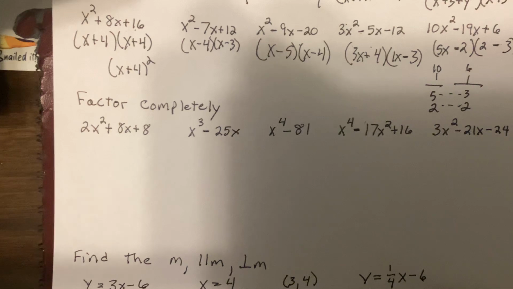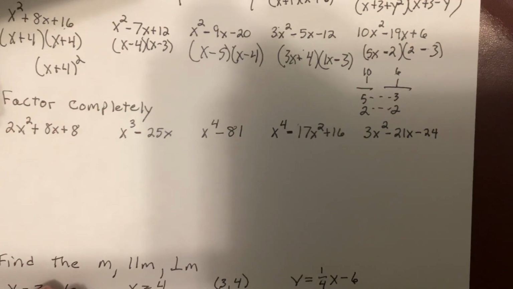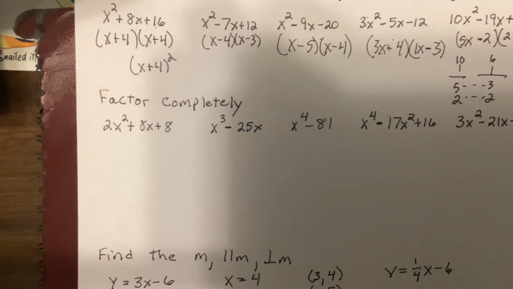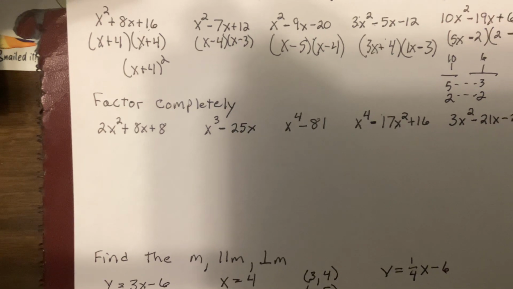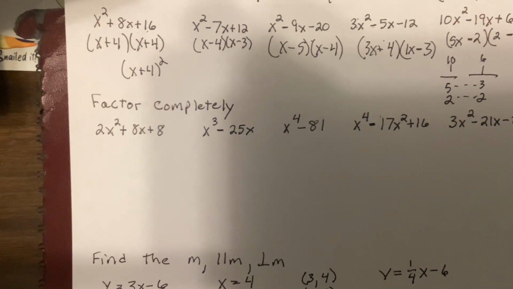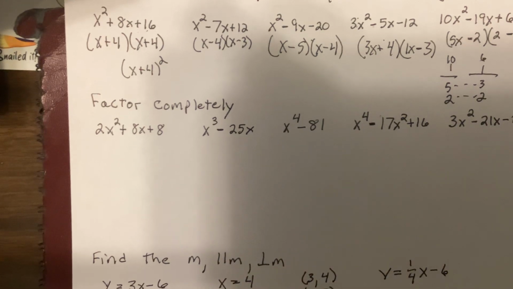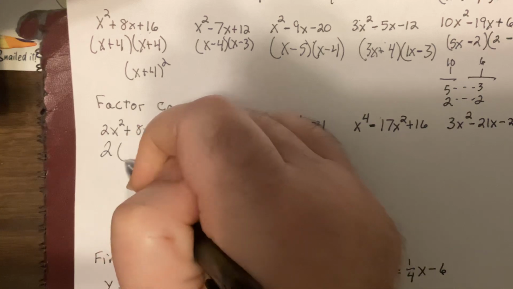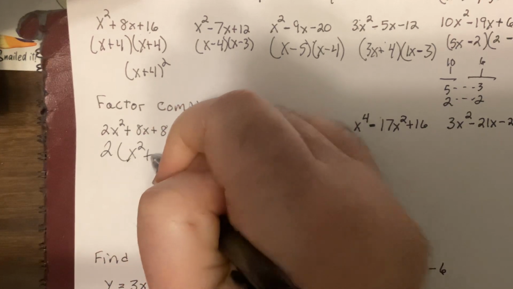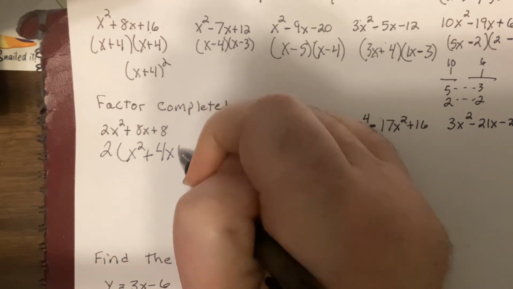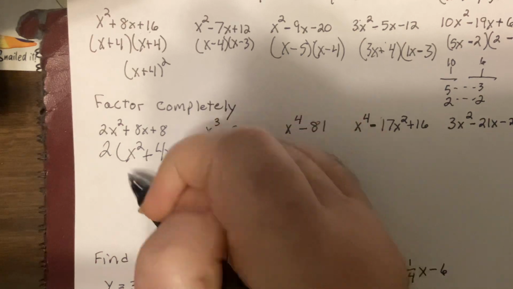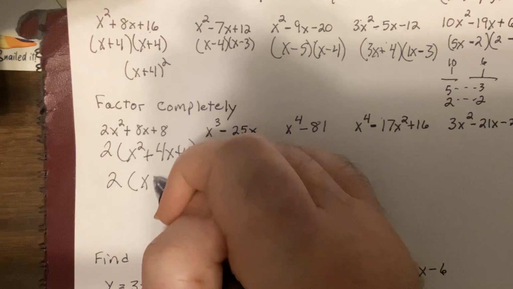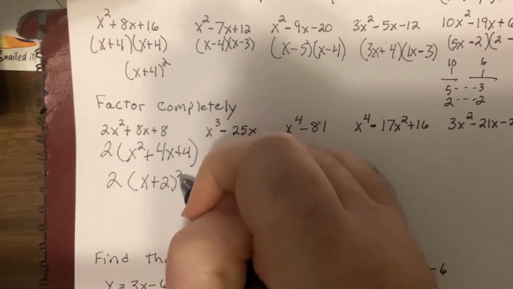So we got 4 factor completely. Remember, factor completely means factor more than once. So, or do we have 5? I guess we have 5. So do these 4 and then go from there. So I'm going to factor out a 2. Then this would be x plus 2, which is x plus 2 squared.